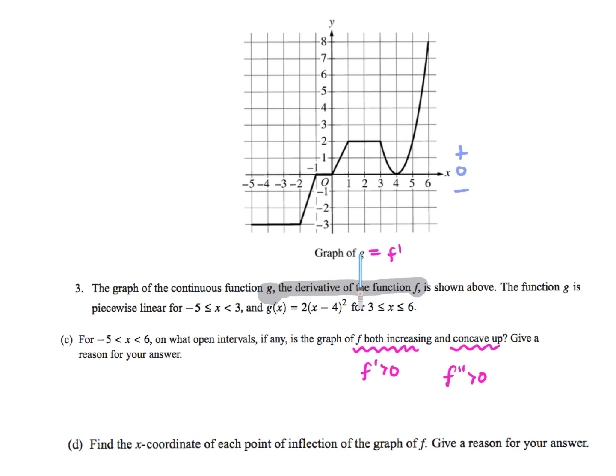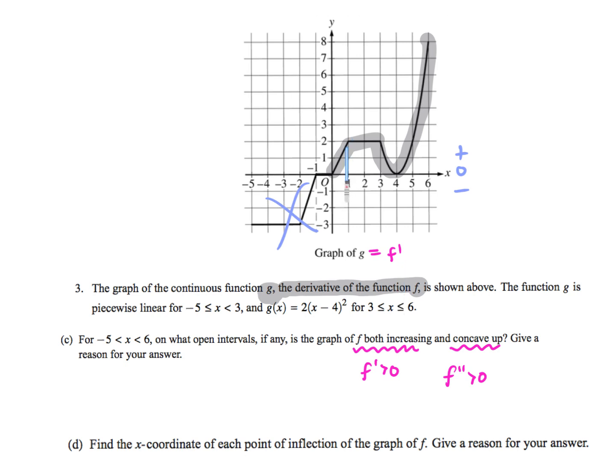If this is a graph of F prime, it's above the x-axis when F prime is greater than 0. So if I were to highlight that, do you agree we're looking here, here, here? He says, don't look at this part. Don't look at that part. I agree. Okay. How would I get F double prime from a graph of F prime?